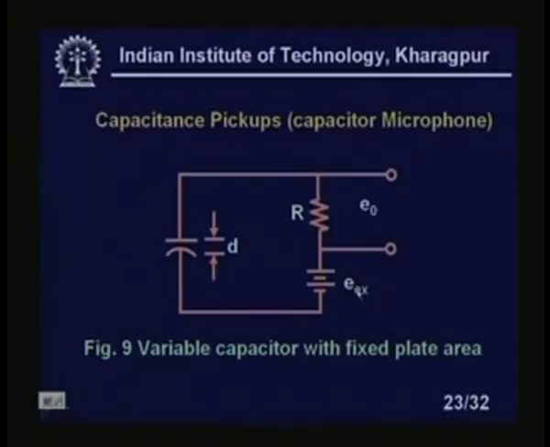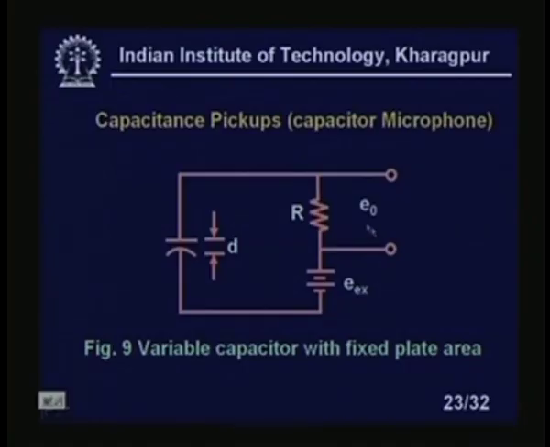I am using an excitation, E subscript Ex. If this is fixed, no current will flow through the capacitors, so I won't get any output. Whenever this moves, as it happens when I talk, this microphone works. You see, this microphone is also a capacitive transducer. So, when I am talking, the capacitance between the plates changes, so I will get an output here, right.